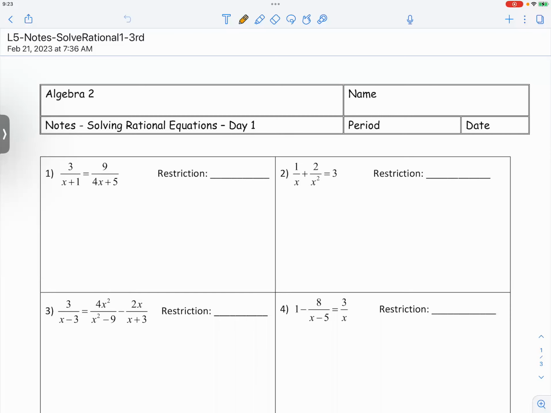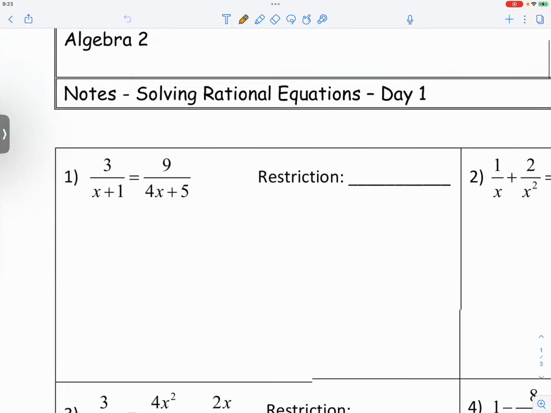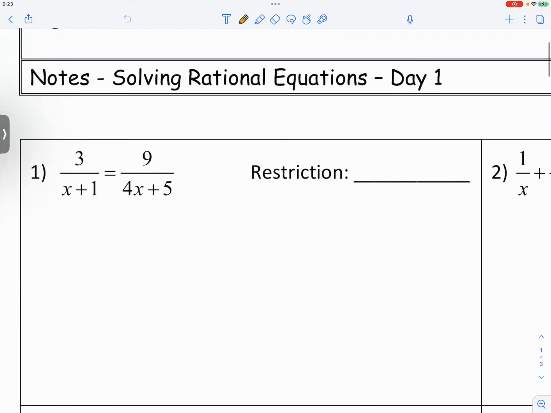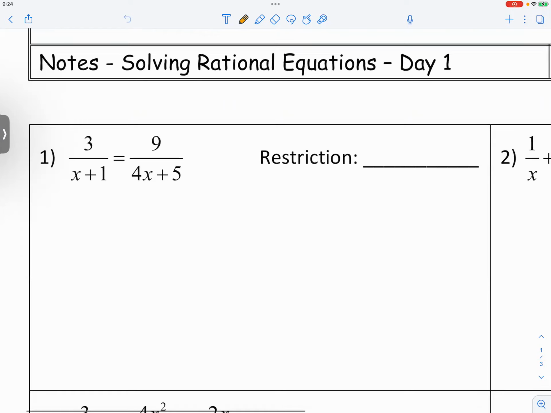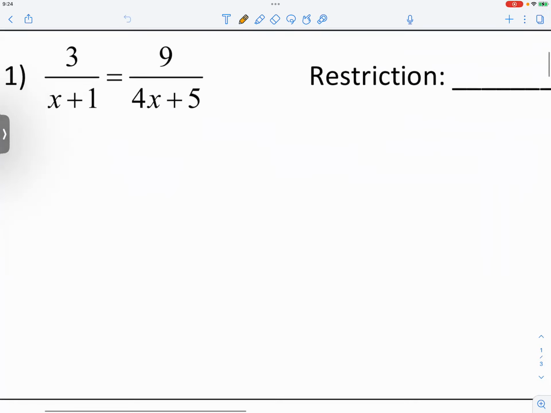Today we're going to look at solving these rational equations. We're solving, that means we are going to find out x values that would make a statement true. Okay. Last week it was all about simplifying expressions, but this week we are going to find out some x values. So look at number one.